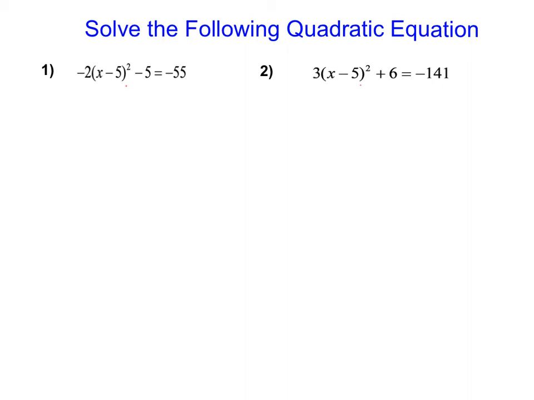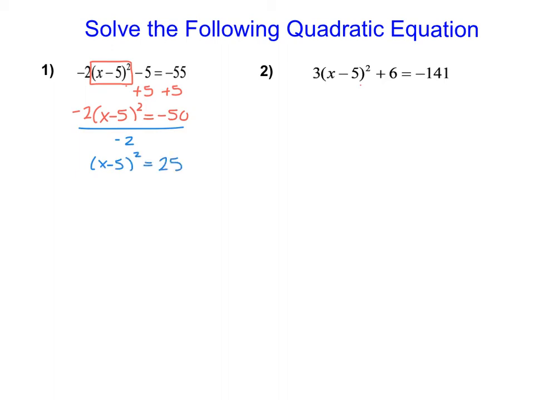So in problem number 1, I know that I need to get this squared piece by itself. So I'm going to start off by adding 5 to each side. So I have negative 2 times x minus 5 quantity squared is equal to negative 50. Then we divide both sides by a negative 2, so I end up with x minus 5 quantity squared is equal to a positive 25.